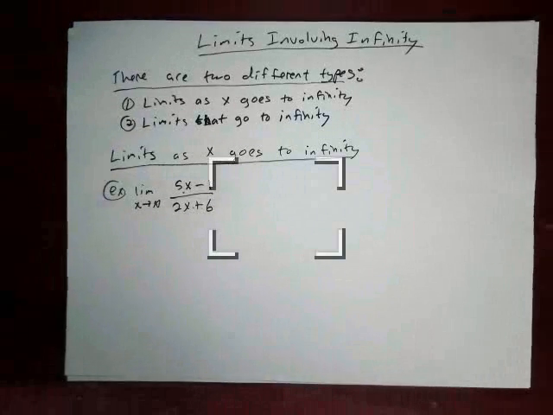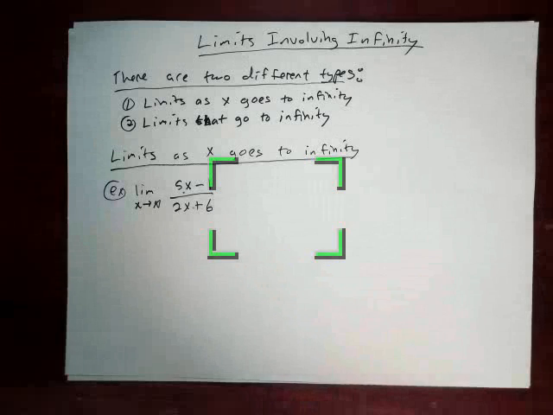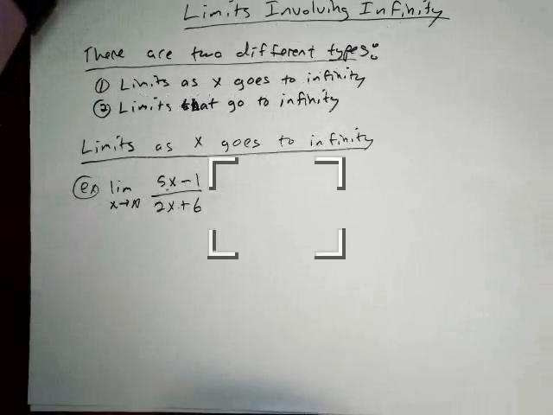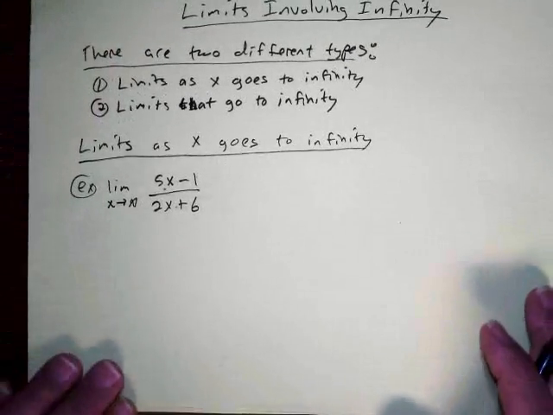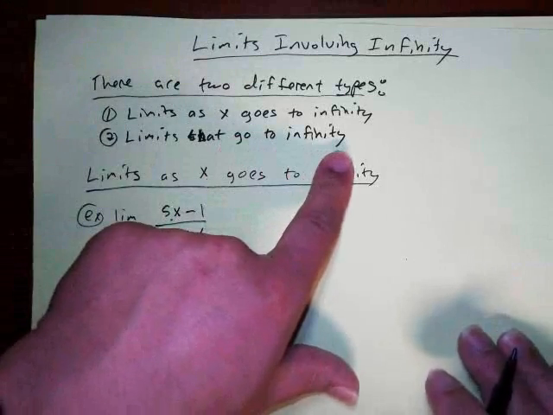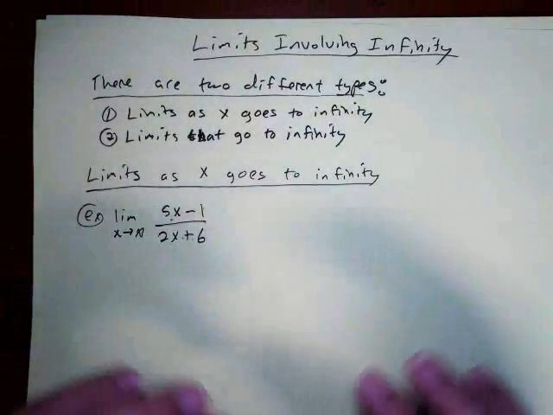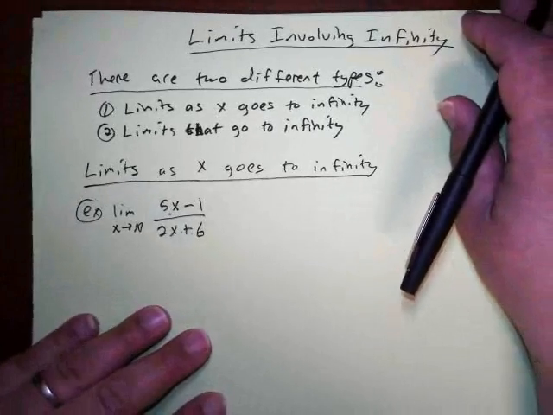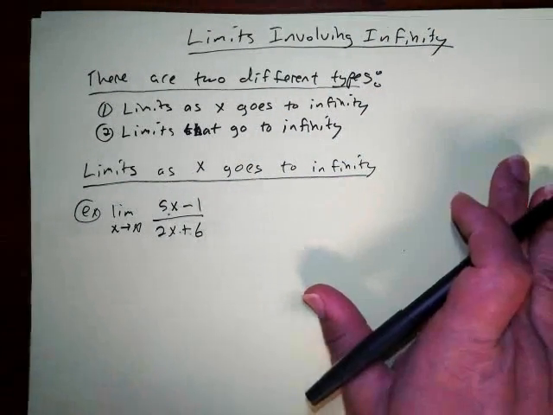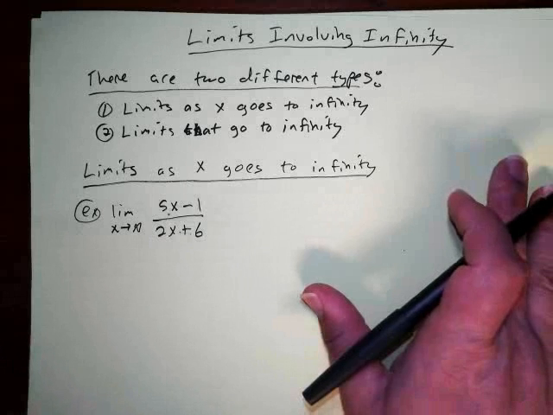We're now going to talk about limits involving infinity. There are actually two different types of limits that involve infinity. There are limits as x goes to infinity, where the function maybe levels off at a certain value, and then there are limits that actually go to infinity. Those are two different types of limits.